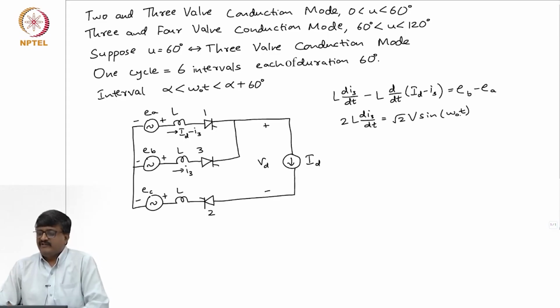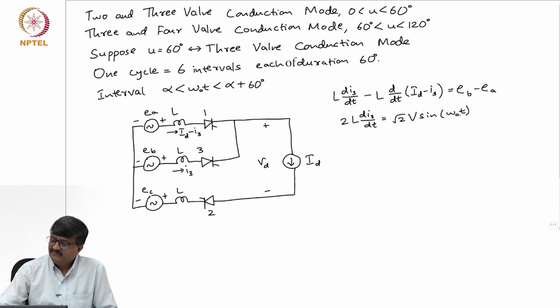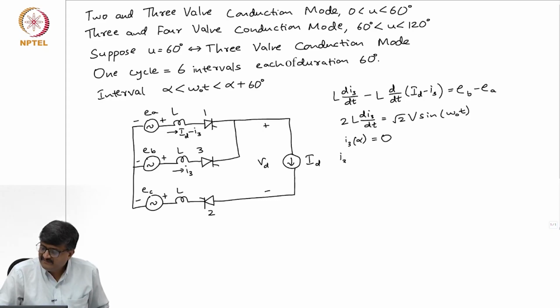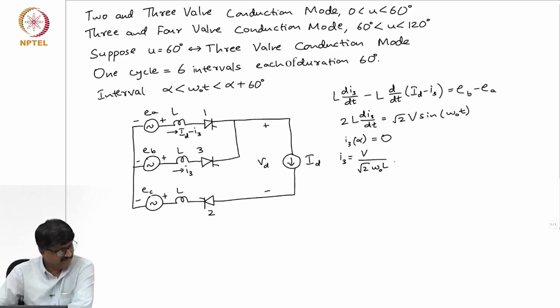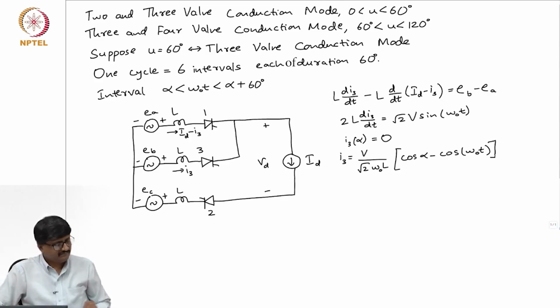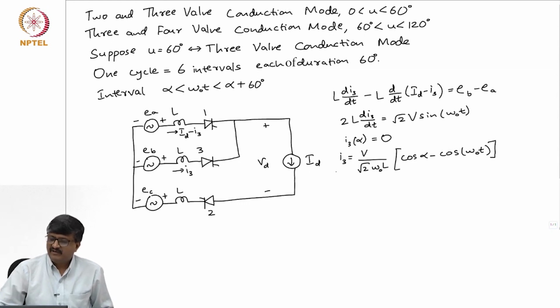So we can solve this equation, and we know the initial condition. This equation is applicable for omega ot greater than alpha and less than alpha plus 60 degrees. We know that I3 at alpha is 0. We get the solution as I3 equal to V by root 2 omega OL into (cos alpha minus cos omega ot). This is the expression for I3 from alpha to alpha plus 60 degrees.